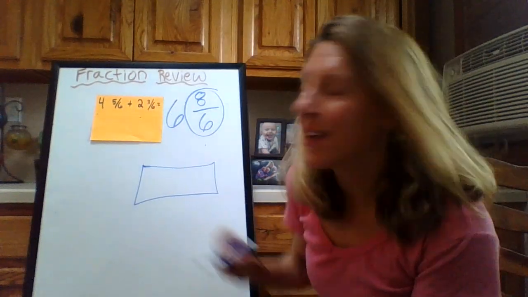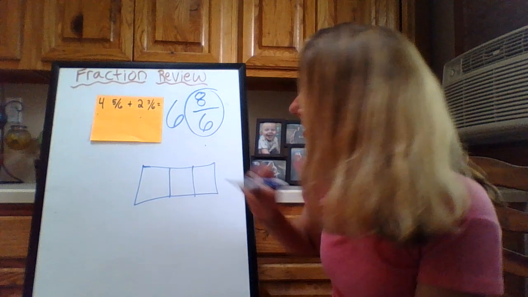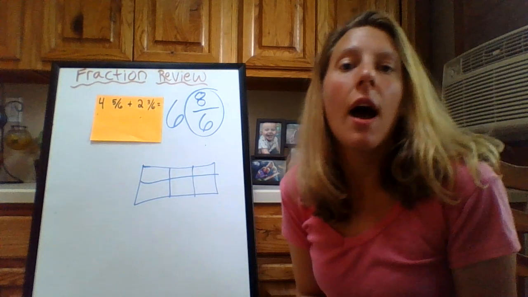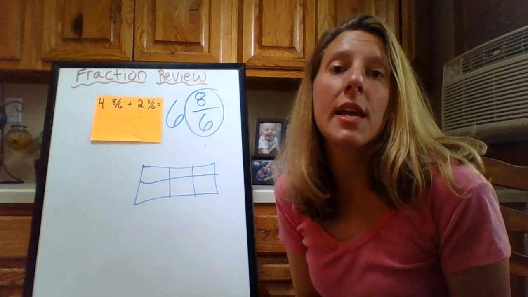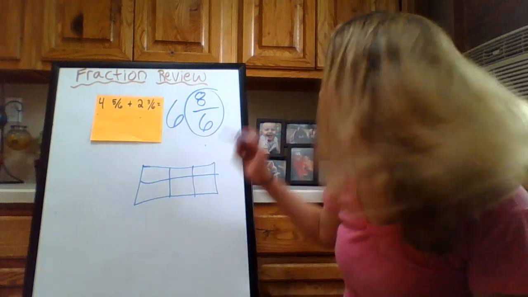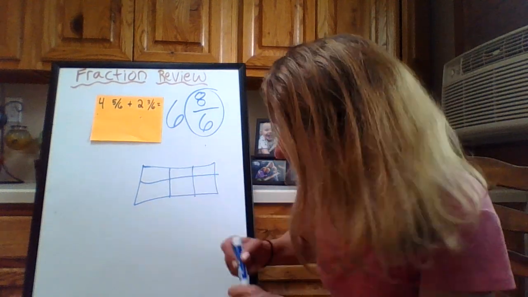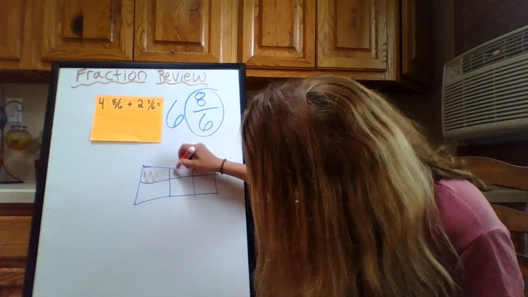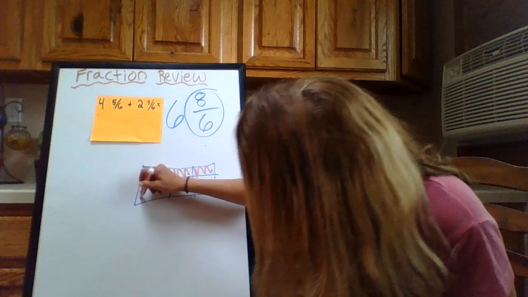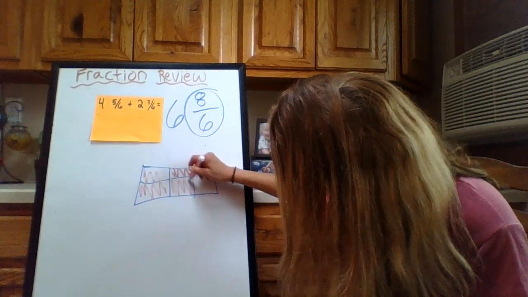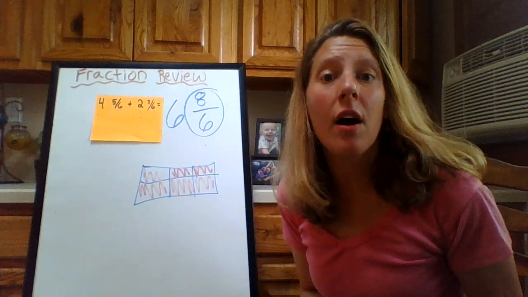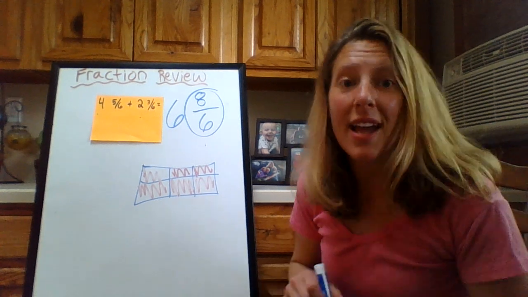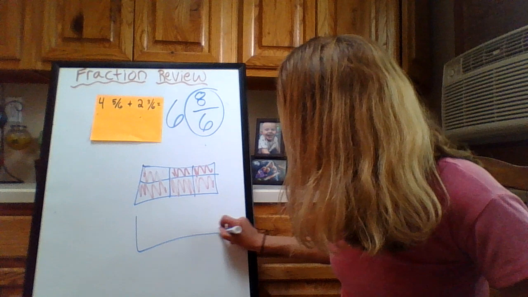There's my rectangle. I'm going to divide it into thirds. Divide each third in half to make sixths. And then I need to shade 8 of them. 1, 2, 3, 4, 5, 6. Uh-oh. I need to shade 2 more sixths, which means I need to create another picture.